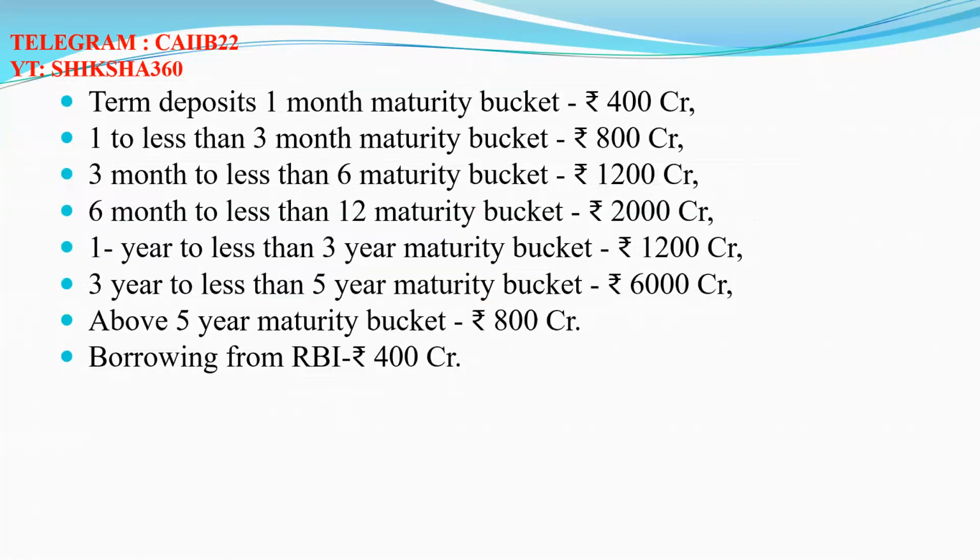Term deposits have different maturities. Up to 1 month maturity bucket, that is 400 crore; 1 to 3 months, 800; 3 to 6 months, that is 1,200; 6 to 12 months, that is 2,000; 1 year to less than 3 years, that is 1,200; 3 years to less than 5 years, that is 6,000. And above 5 year maturity bucket, that is 800 crore. These are the different values which they have given here.